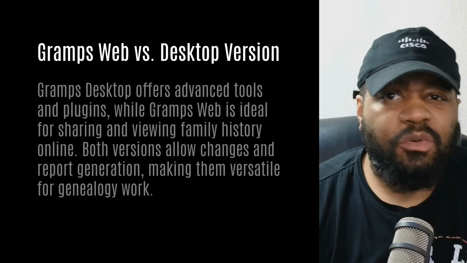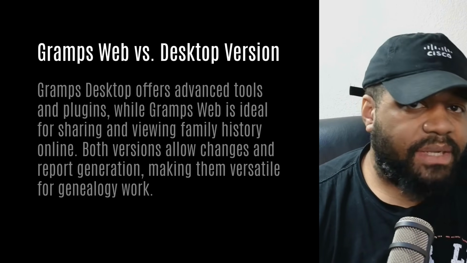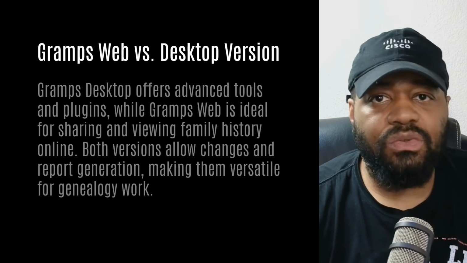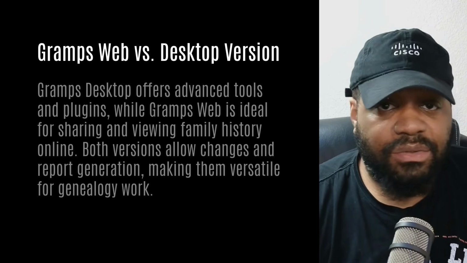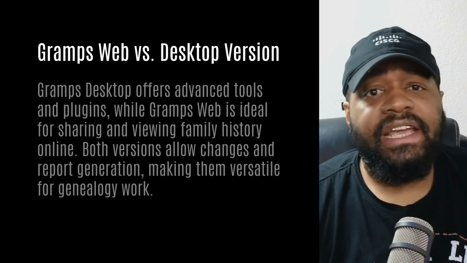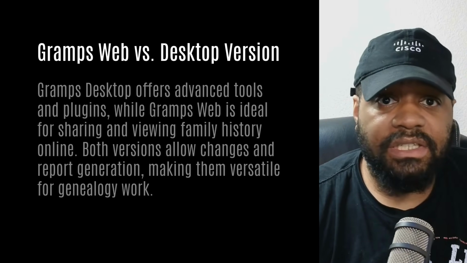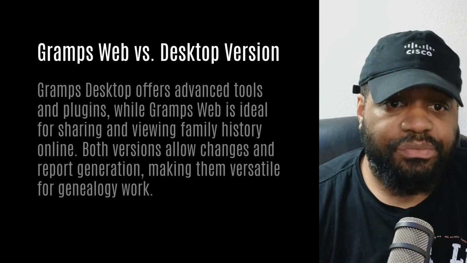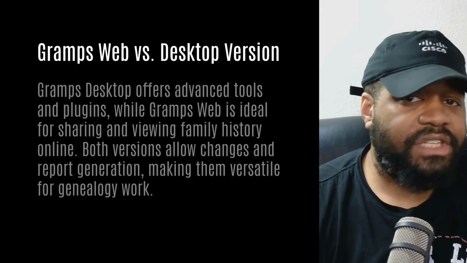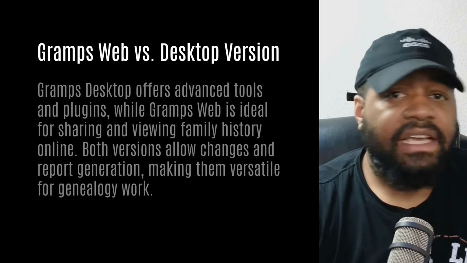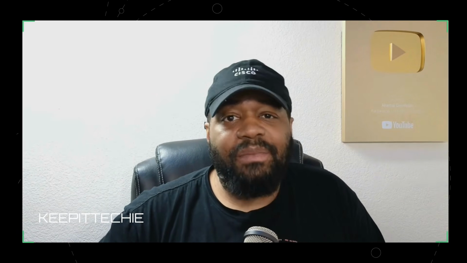Now, just to do a little bit more explaining, what's the difference between the Gramps Web and the desktop version? The Gramps desktop version has more advanced tools and plugins, and the Gramps Web is perfect for sharing and viewing family history in a browser, especially with family members. You can also make changes there. You can run reports and all that good stuff there, like I showed you. Now, I'll probably cover the desktop version in a future video, so make sure you're subscribed if you're interested in it. So that's pretty much it for the Gramps Web application.